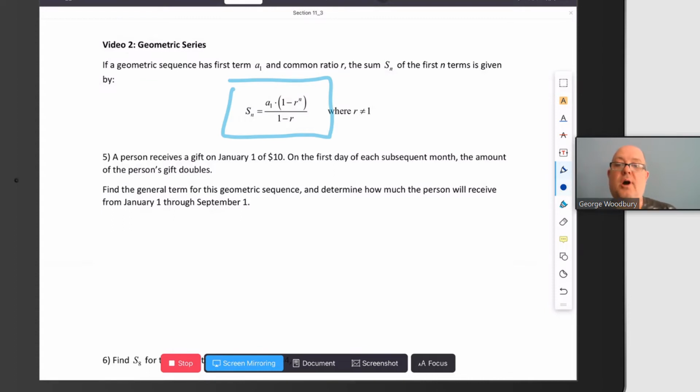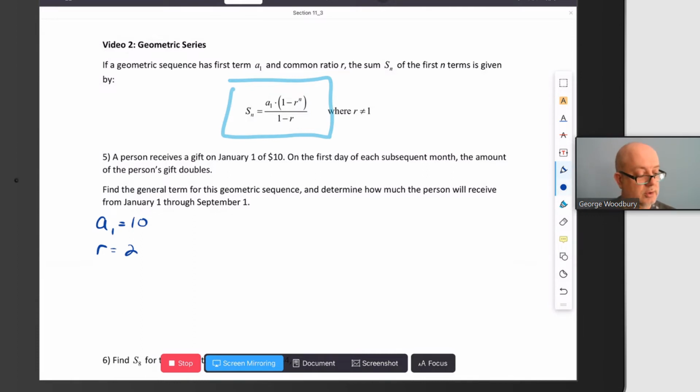The first problem: a person receives a gift on January 1st of $10. On the first day of each subsequent month, the amount of the person's gift doubles. Find the general term for this geometric sequence, and then determine how much the person will receive from January 1st through September 1st. So first thing we know is that a sub 1 is $10 and the common ratio is 2. We double it each month.